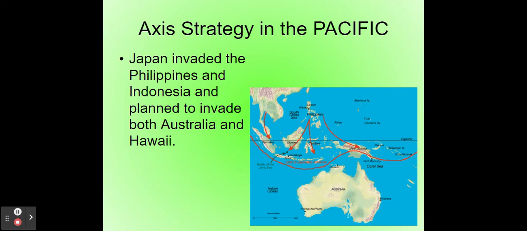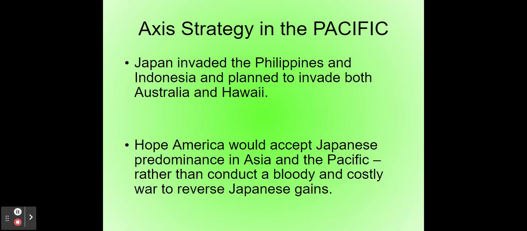Now, what's interesting about this is they assume it's going to kind of be like Hitler in Europe, that they're going to start taking over all these places. They've taken over China, they've taken over Manchuria, they've taken the Philippines, they've taken Indonesia. And the second part of their plan is they just assume people are going to accept it, right? Especially us, that we're just going to accept their predominance in Asia and the Pacific, and everybody's going to back down, and they're not going to have to worry about a bloody and costly war, because we'll be too scared to go after them. All right, we don't want to have a bloody war. All right, that's what they think.